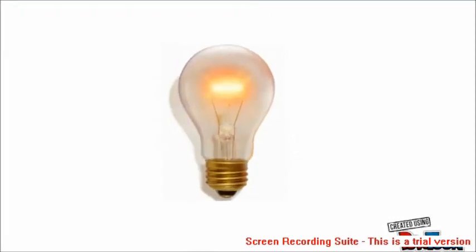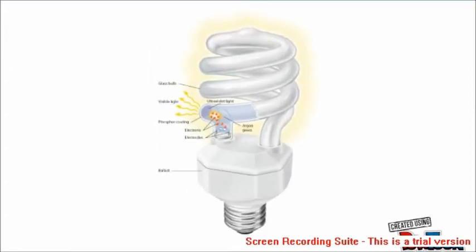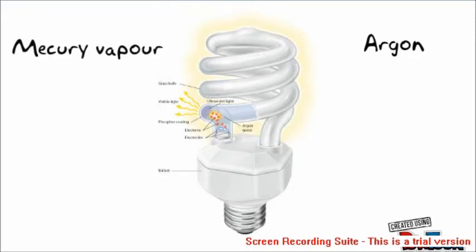Firstly, we have to look at how a normal incandescent light bulb works. Incandescent light bulbs work when an electrical current is passed through a wire. The wire becomes so hot that it glows, thus producing light. However, this method is not energy efficient, as most of the electrical energy is converted to heat energy and not light energy.